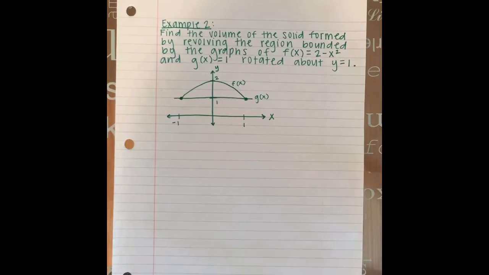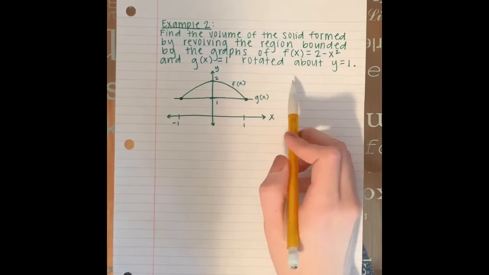6.1 example 2 says, find the volume of the solid formed by revolving the region bounded by the graphs of f of x equals 2 minus x squared and g of x equals 1, rotated about y equals 1. Okay, I've drawn this picture so we can visualize what's happening.